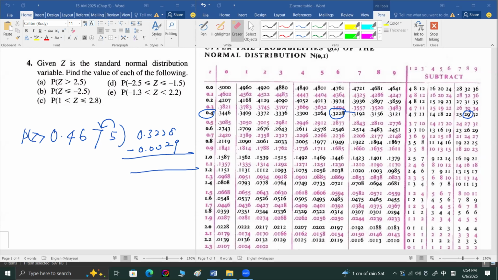Okay, class, before I continue question 5, because question 5 is given probability, find Z, I need more explanation, so I'll let you have a short break first. It is now 6:54, I'll start again at 7, okay? Have a short break first.